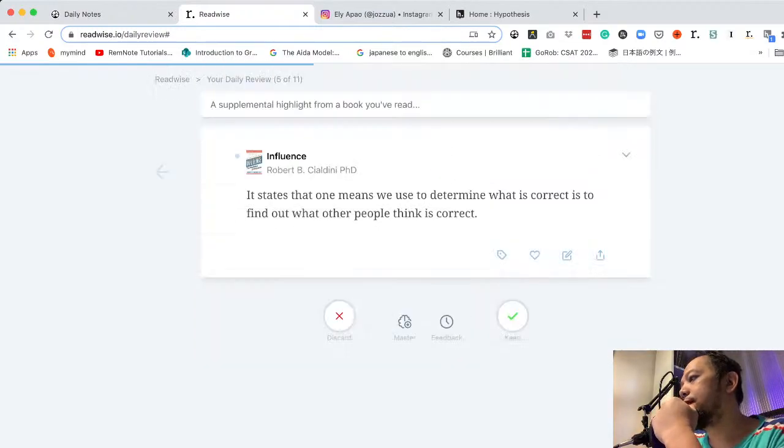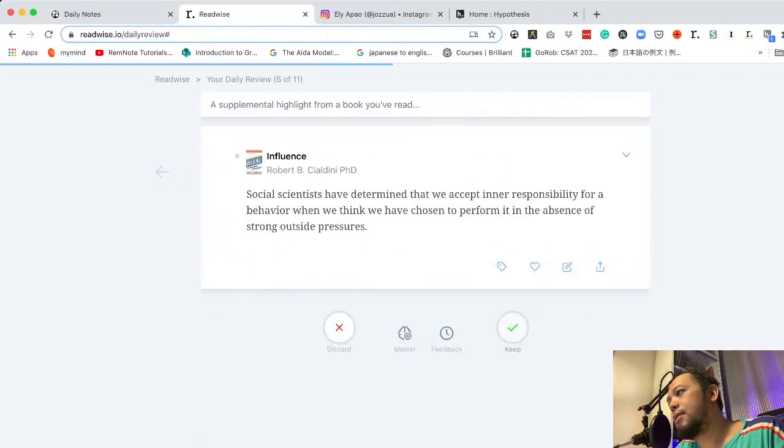Just to find out that other people think is correct. It states that one means we use to determine what is correct is what other people think is correct. Okay, this is social proof. Second, looking for behavior that we think was a response to strong outside pressure. Third, that we accept inner responsibility for behavior that we think we have chosen to perform. This is commitment.